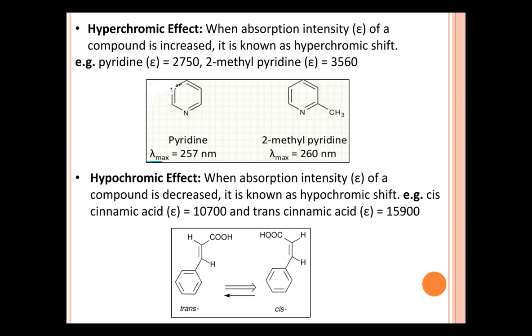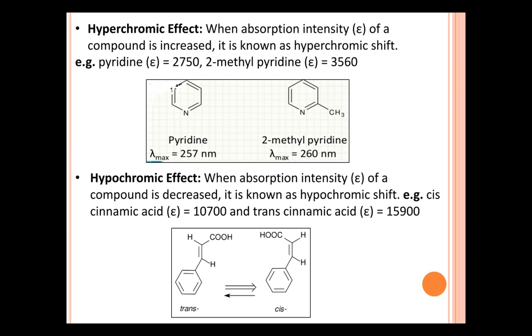Next is hypochromic effect. Hypochromic effect can occur when there is a distortion in the structure of a molecule. So when absorption intensity of a compound decreases, it is known as hypochromic effect. Now here two geometrical isomers are shown. One is cis-cinnamic acid and another is trans-cinnamic acid. Trans-cinnamic acid has less steric hindrance. It is a more coplanar structure, so its intensity of absorption is more.